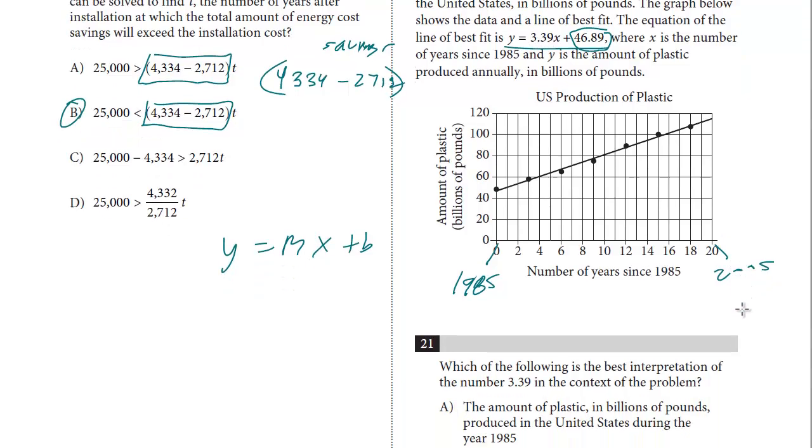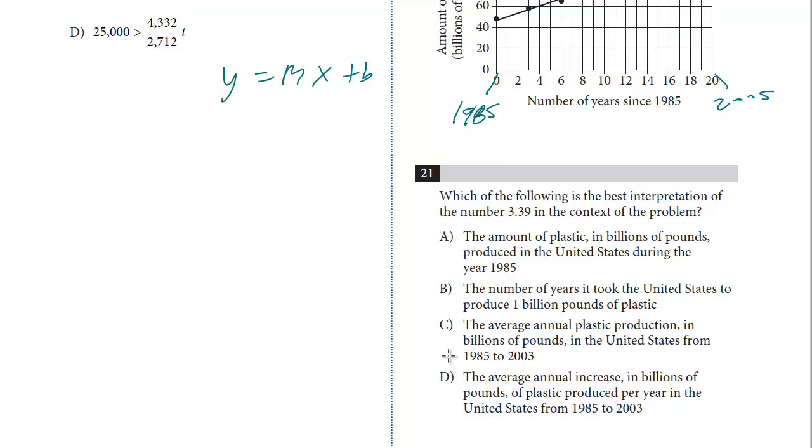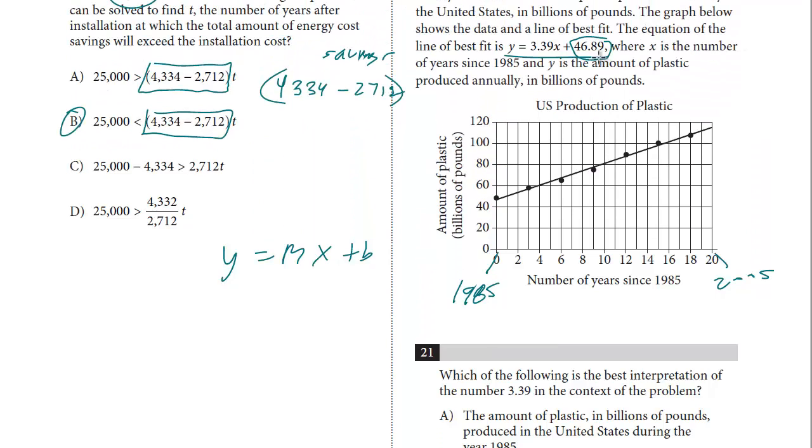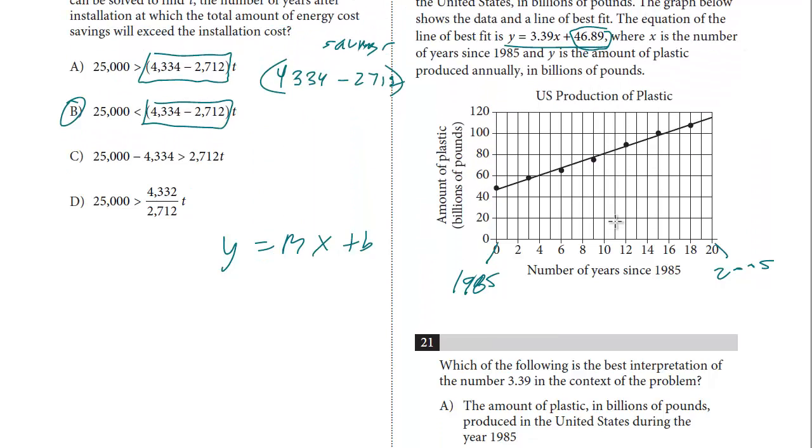And so let's take a look at the choices. Looks like D, the average annual increase in billions of pounds of plastic produced in the U.S. between the years on the graph. So it's just using that linear equation and applying it to the situation. That's what it means. If they asked for what was the initial amount at 85, that would be the y-intercept, right? That would be the 46.89. All right, let's do the last question.